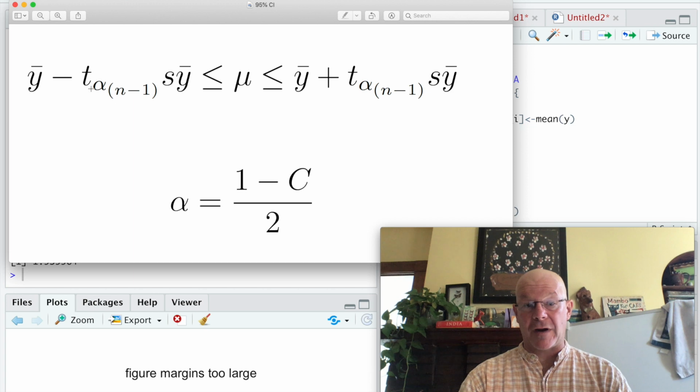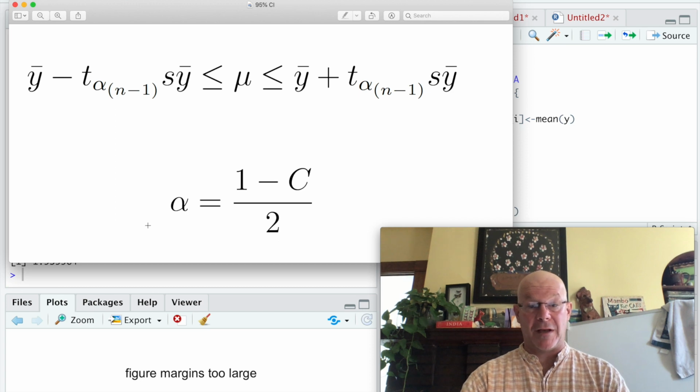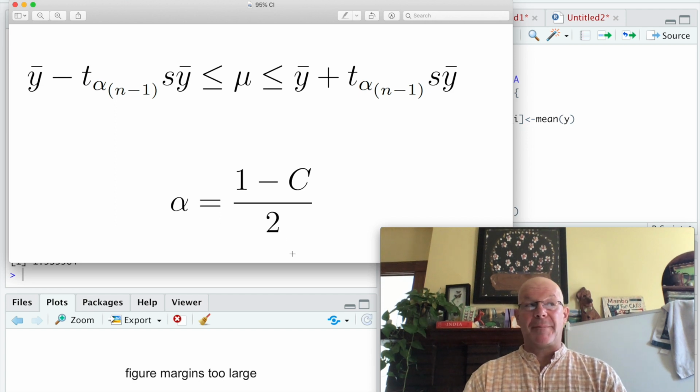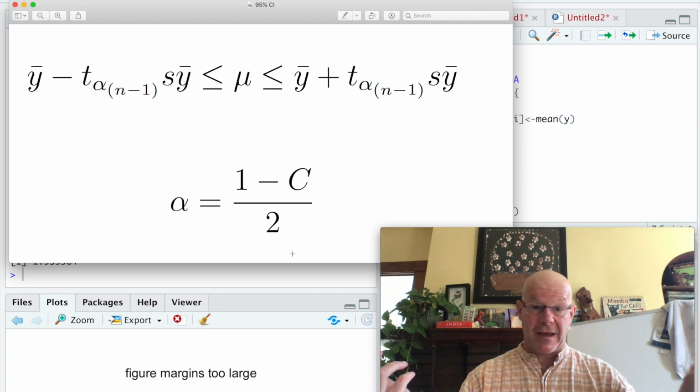Alpha here is our confidence level. So if we wanted it to be at 95% confidence, we would calculate that by saying 1 minus that divided by 2. Why are we going to divide it by 2? Because if we want the 95% interval, that leaves 5% left over, but we want 2.5% of that on one side and 2.5% on the other side.